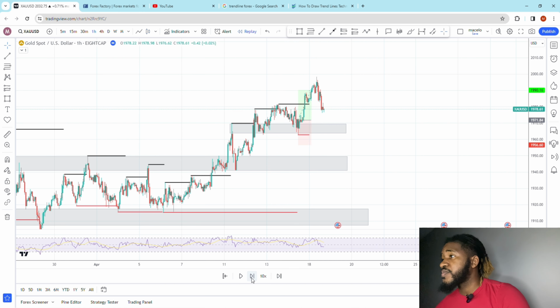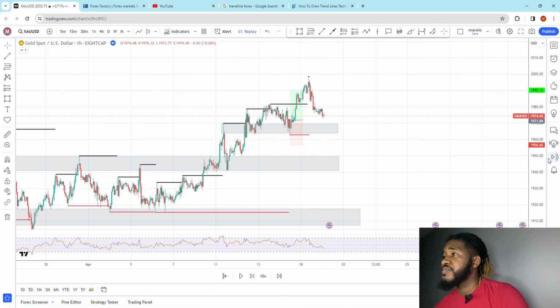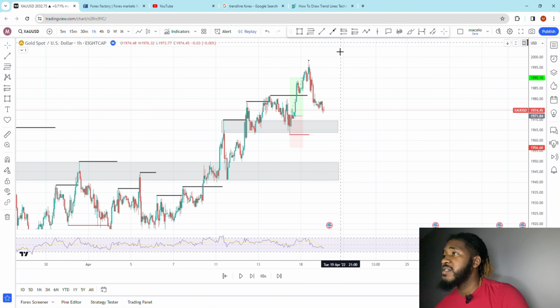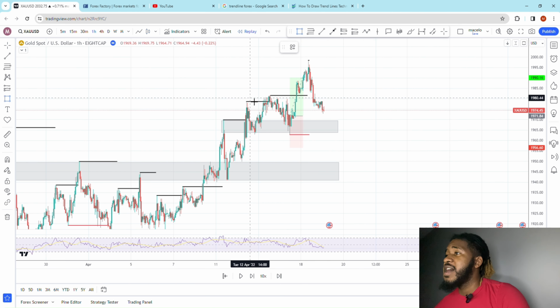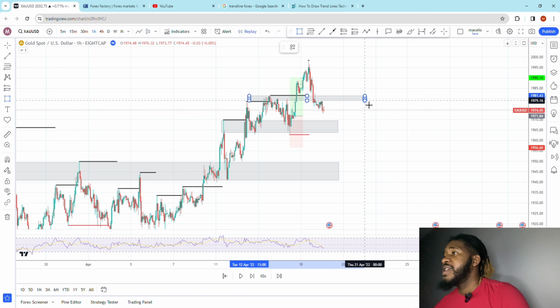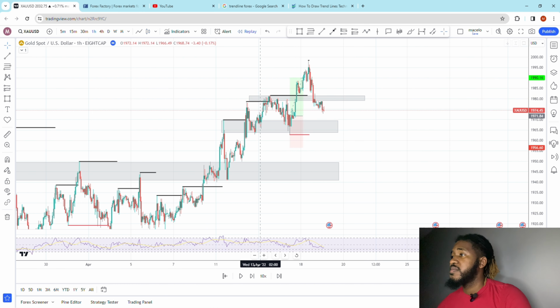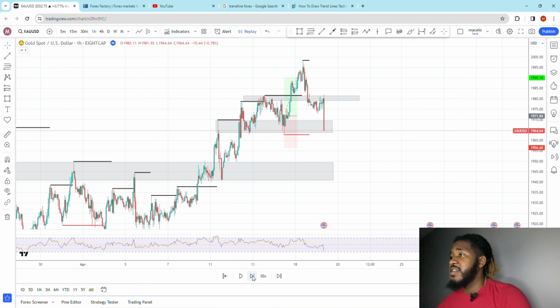So now we have this area to try to react at something, which it didn't. So now you could potentially try to see if we got a pullback to around this area there. And that's what we got there.